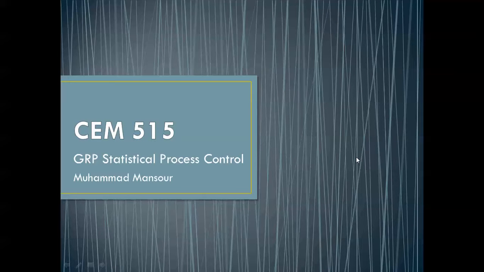I am Muhammad Mansour. I'm working as a QC engineer in Aquapipe company. And today I'm going to present my project in quality management course, CEM 515, which is GRP statistical process control.